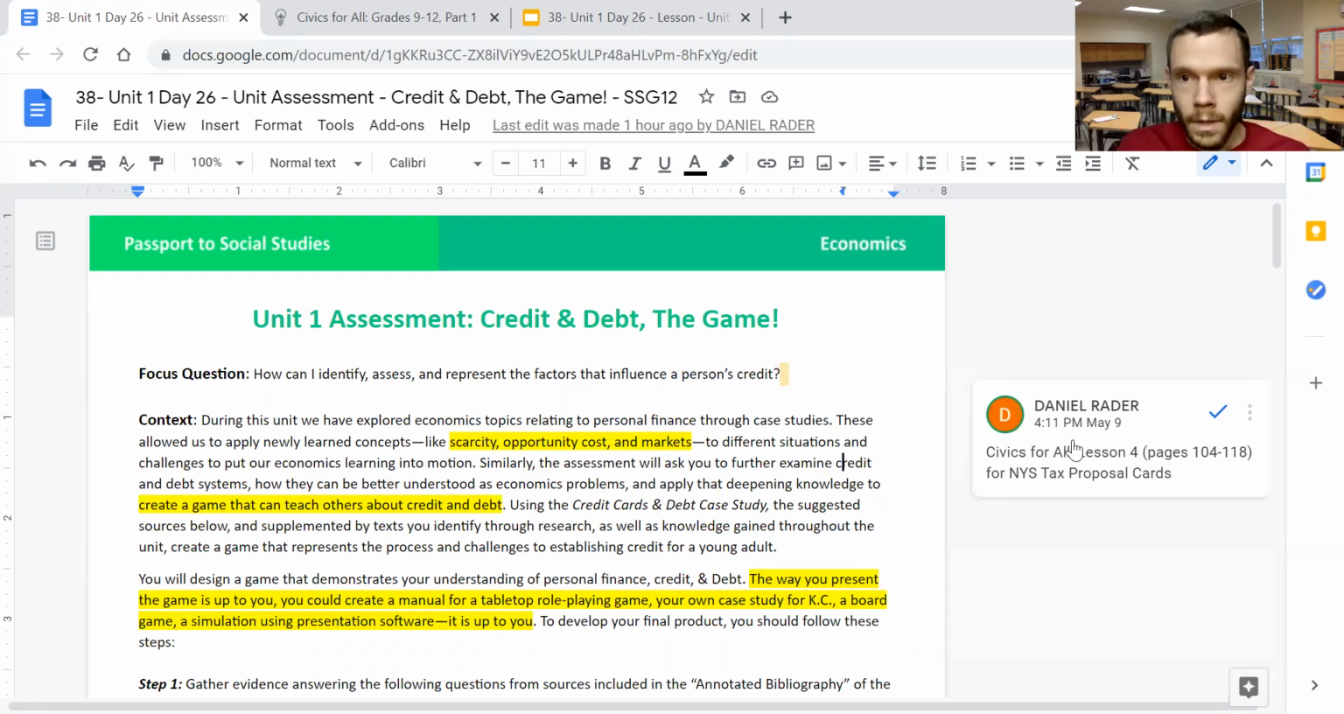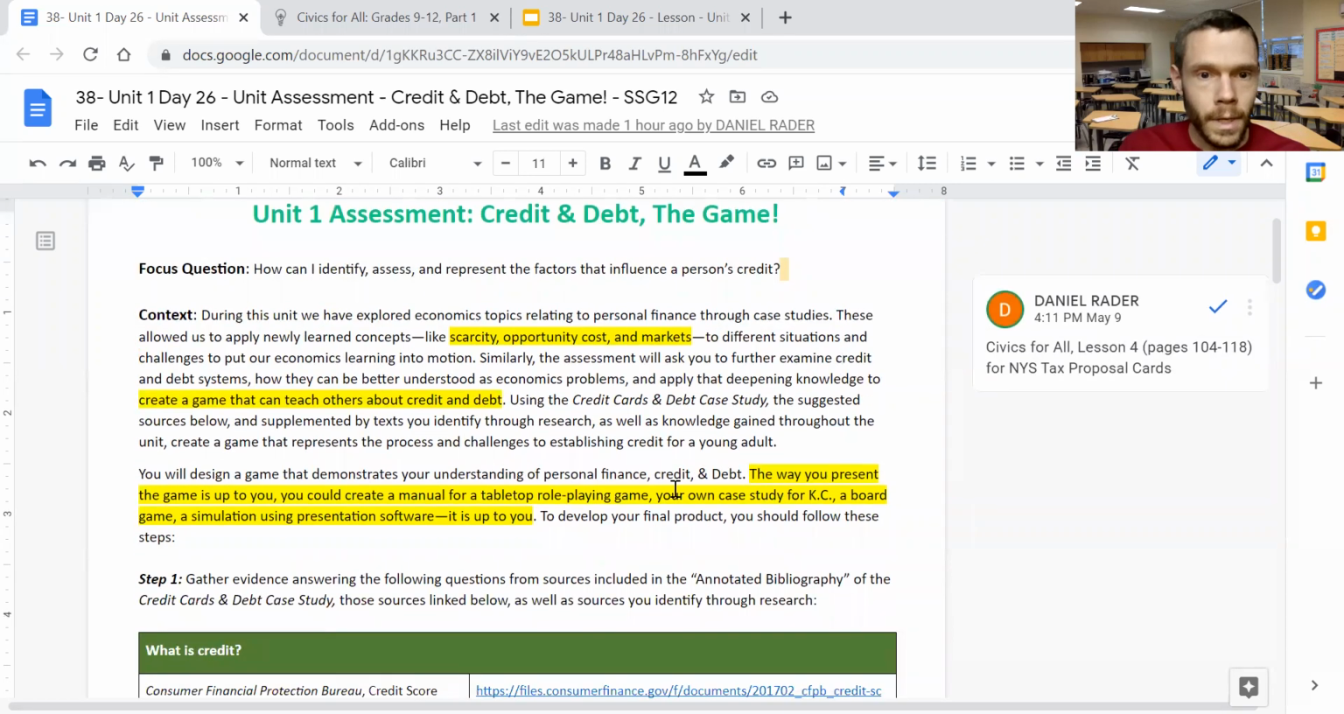And the first comment that I noted here is that the actual game cards that you could use are related to what's in the Civics for All digital curriculum, which I'll also show you in this short video, pages 104 to 118, specifically looking at the New York State tax proposal cards. So in this particular assessment, we are asking students to create a game that can be used to teach others about credit and debt. It's designed to accompany the credit and debit case study, where we looked at wise decisions that could be made and unwise decisions that could be made in establishing a credit history.